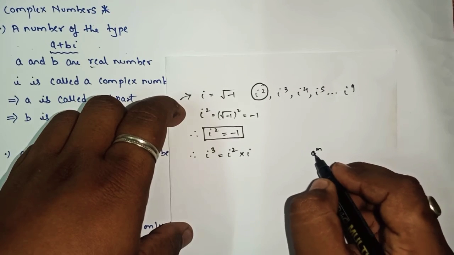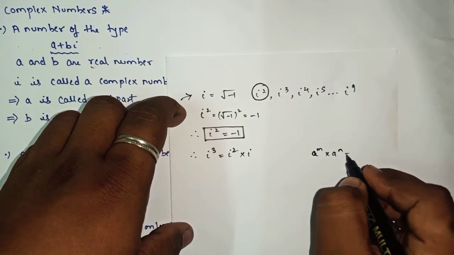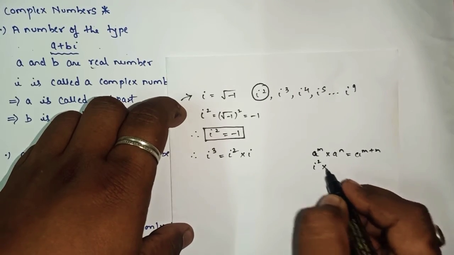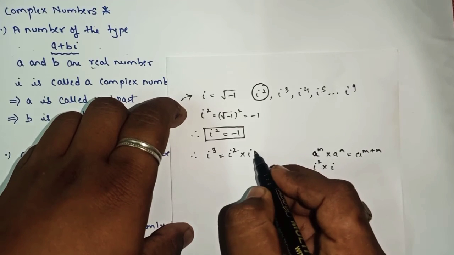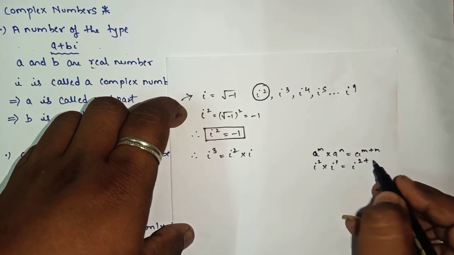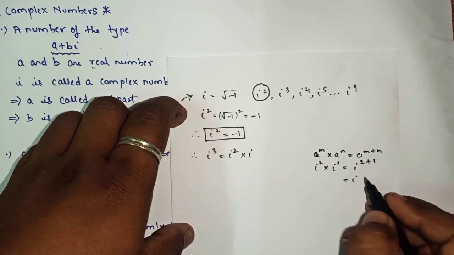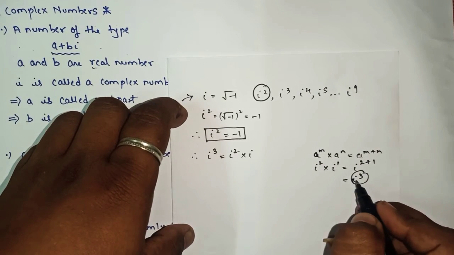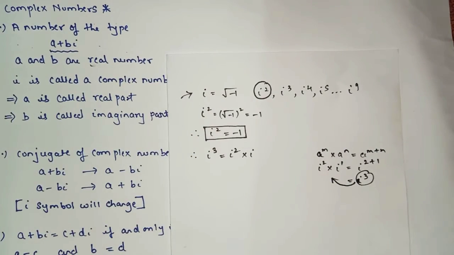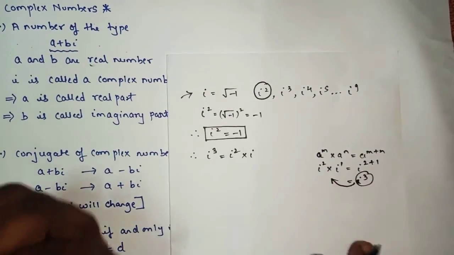Or else, you might be knowing this indices formula: a raised to m into a raised to n is a raised to m plus n. Suppose here I square is there, and here I has no power written, so we can consider it as 1. So I raised to 2 plus 1 is what? 3. Yes, I cube we can write as I square into I.